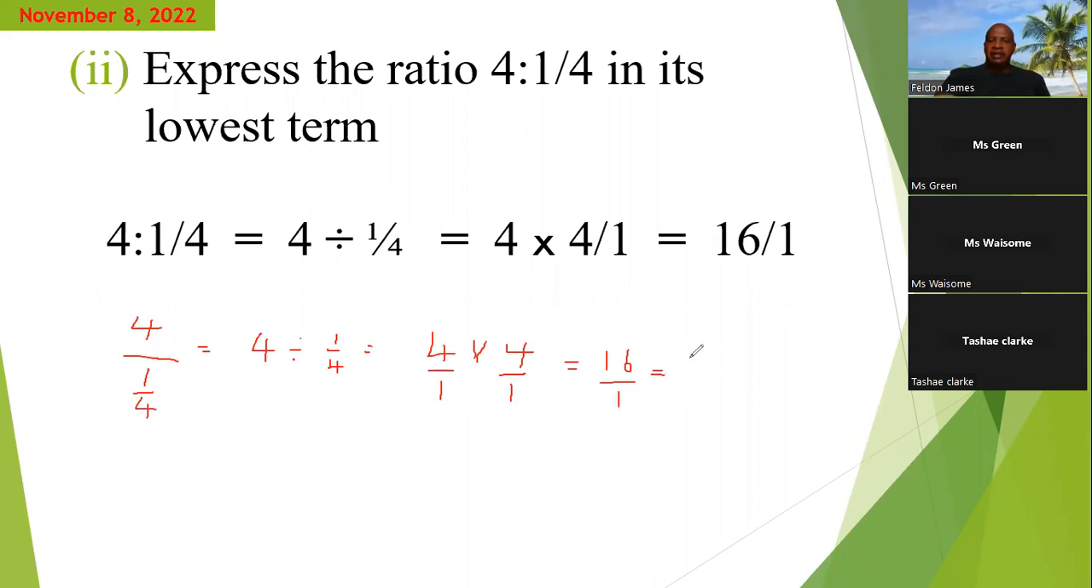And rewriting it as a ratio, then we would write the numerator first, colon, denominator, which is 1. So this is how we would simplify an expression such as this that we want to express in its ratios in its simplest form. All right, so just recapping.